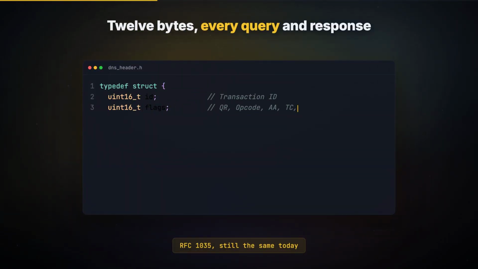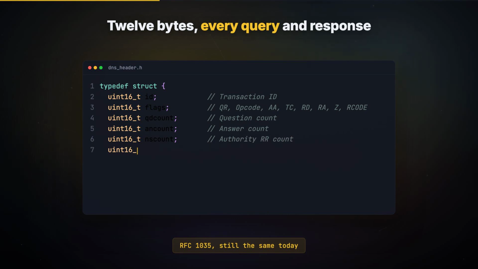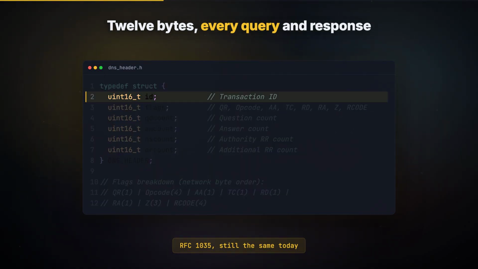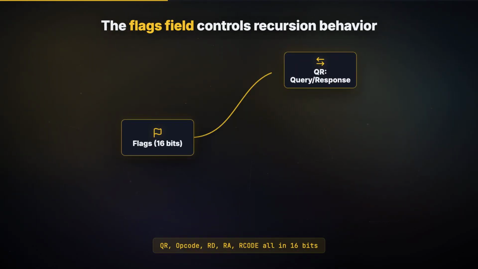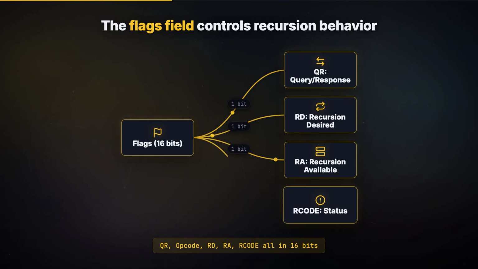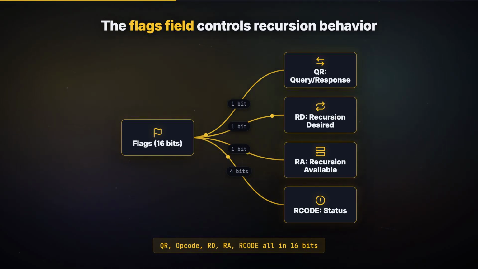The protocol details. Every DNS message starts with a 12-byte header. It contains a transaction ID set by the client and echoed by the server so responses can be matched to requests. A flags field encodes query versus response, the operation code, recursion desired, recursion available, and the response code. Then 4 count fields for questions, answers, authority records, and additional records.